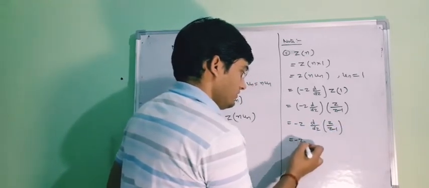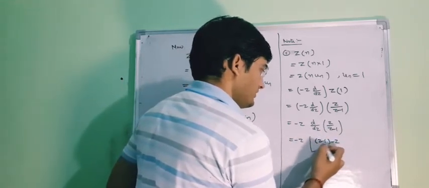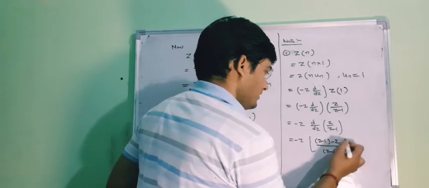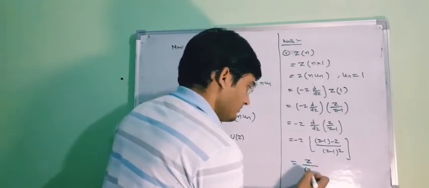Now if you differentiate this one, then this will be z minus 1, then minus z upon z minus 1 whole square. So this is equal to z upon z minus 1 whole square.